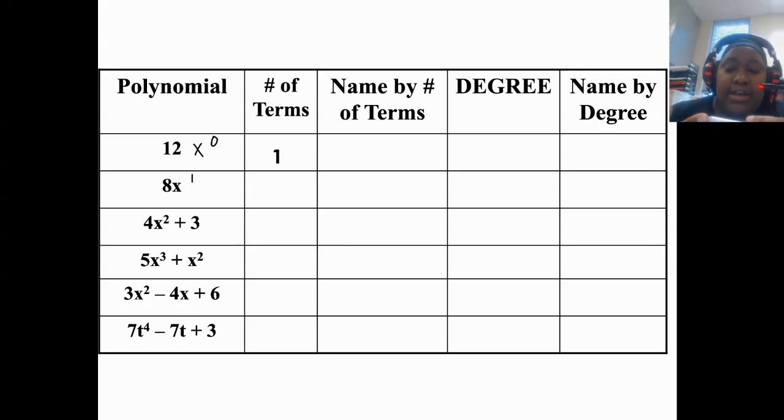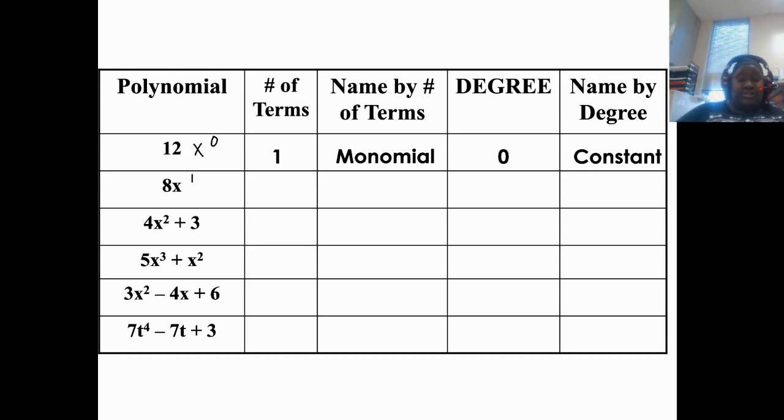Okay. Remember, mono means 1, bi means 2, tri means 3, poly means 4. Okay. So if it's one term, we're going to name that monomial. The degree, again, is 0. And then we name that degree by saying it's constant. I'm sorry, 1 is linear.